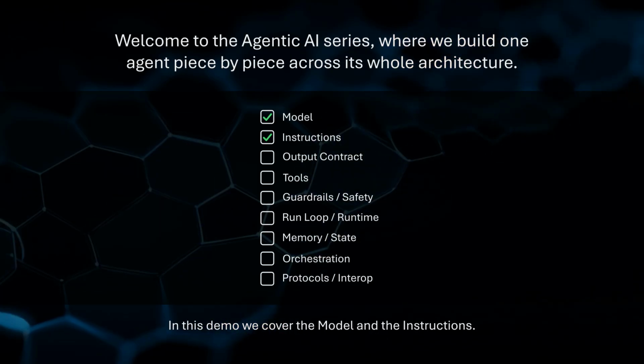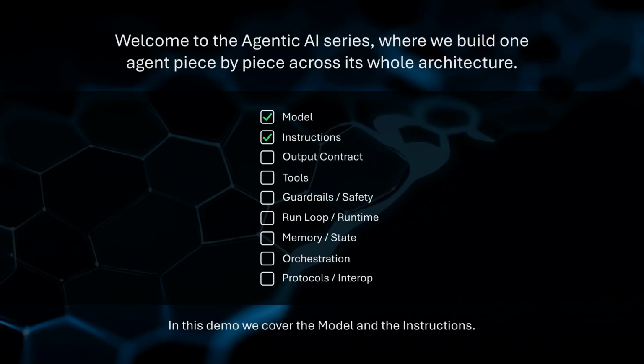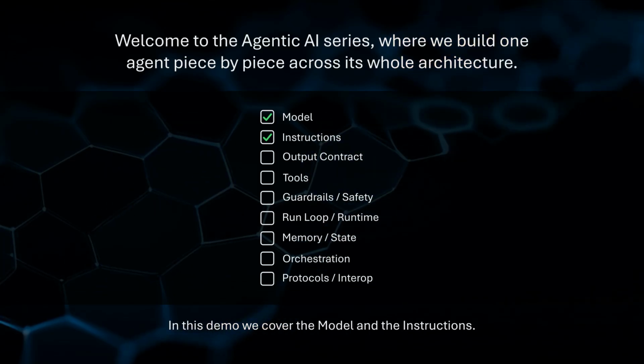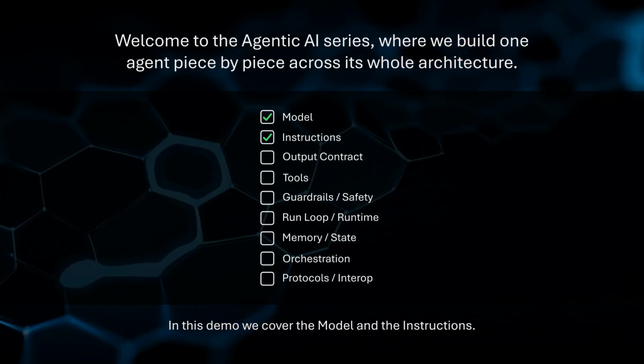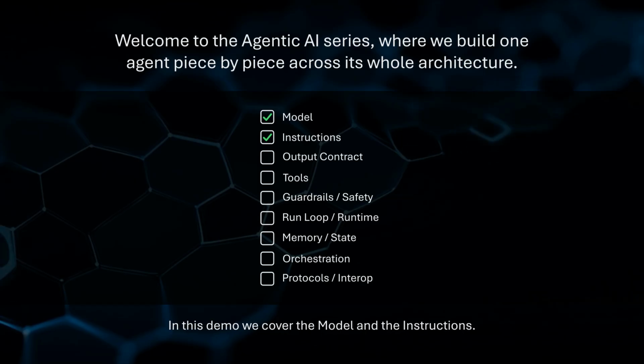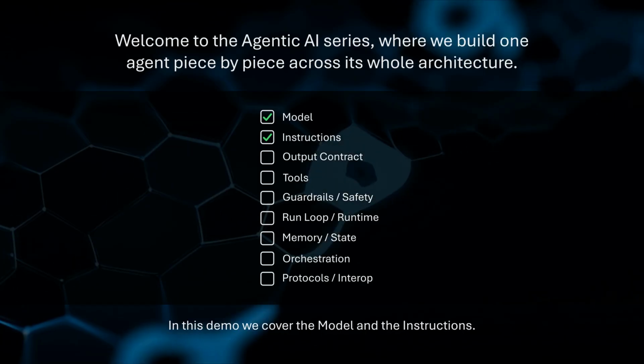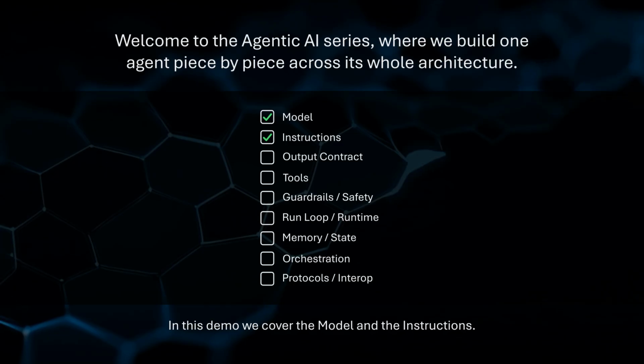Then we give it the most basic instructions, a short prompt telling it what we need it to do. That's it. This demo isn't trying to be clever, it's showing the smallest thing that can honestly be called an agent, a brain with a brief, the bare minimum needed to get off the ground. Everything else in this series builds on top of this, and from here you can expand it as far as you like.